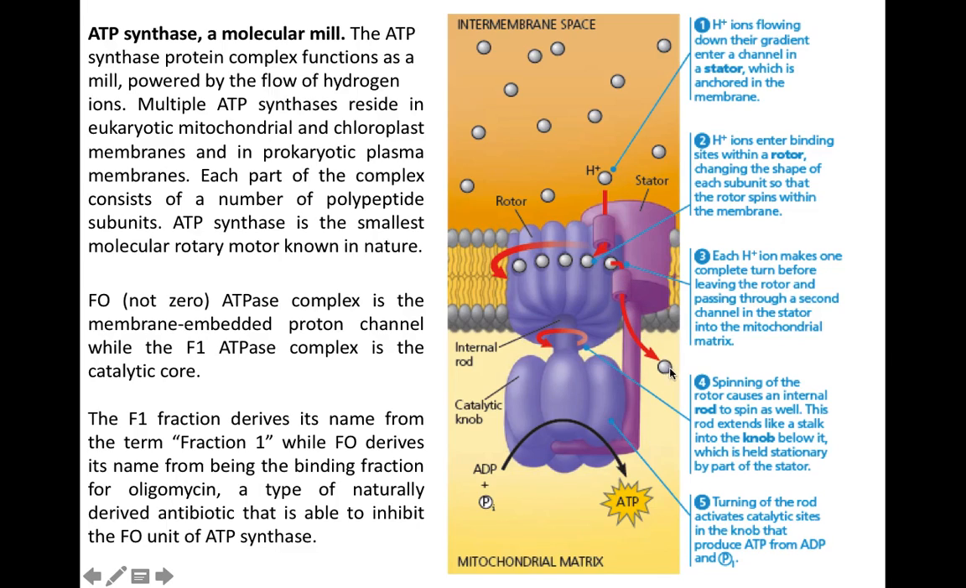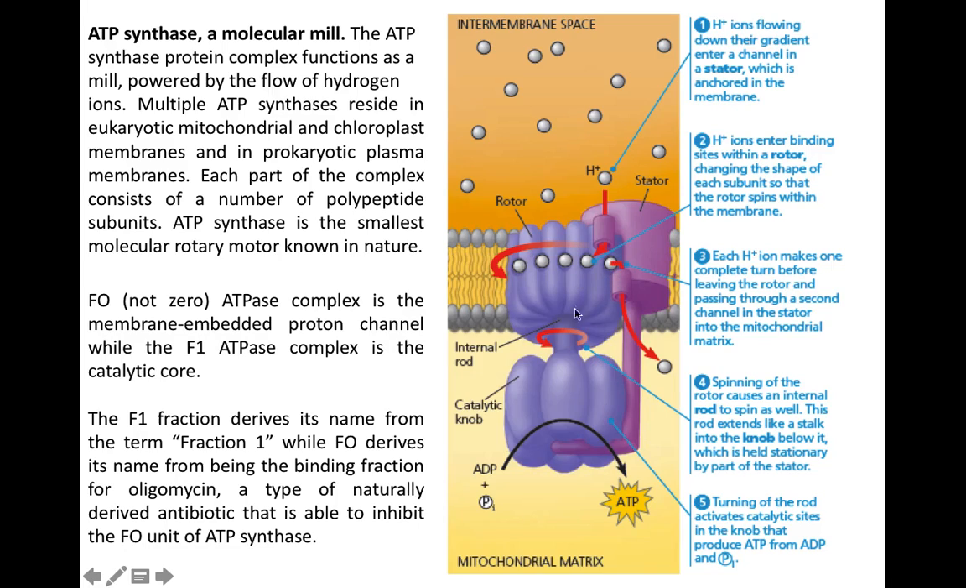move out of the second channel into the matrix. So binding of one proton to its binding site, and then this proton would complete one cycle during the rotation of this rotor, and then will come out of the second channel of the stator into the mitochondrial matrix. So this is how the rotor is moved, and we call this a proton motive force, because this is a force generated by the protons, and this proton motive force helps the rotor move in this circular fashion.